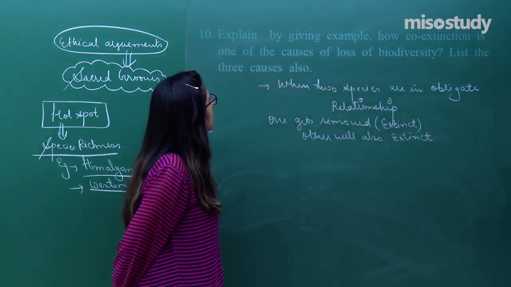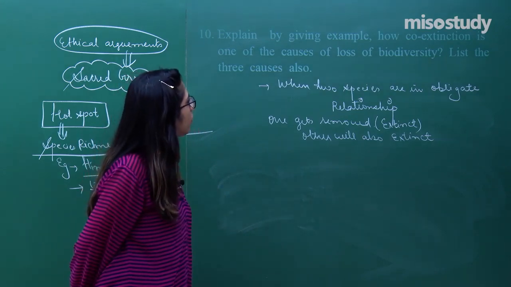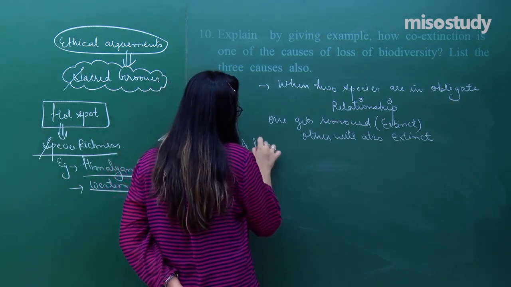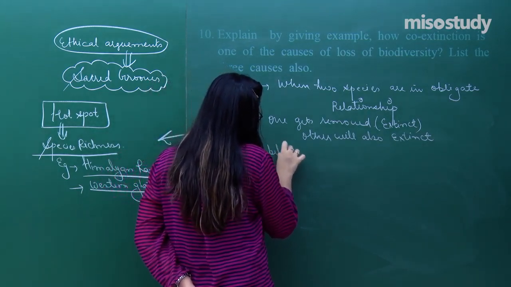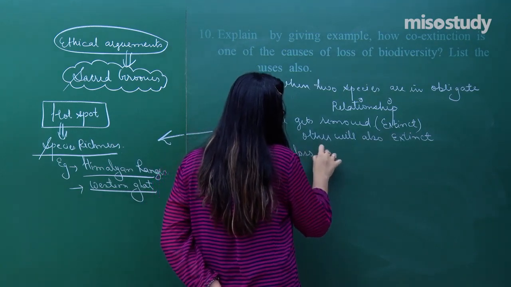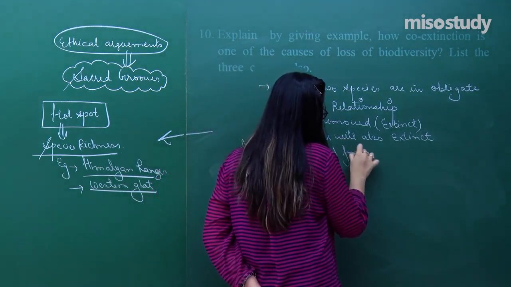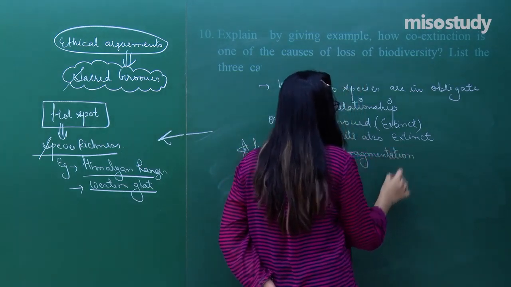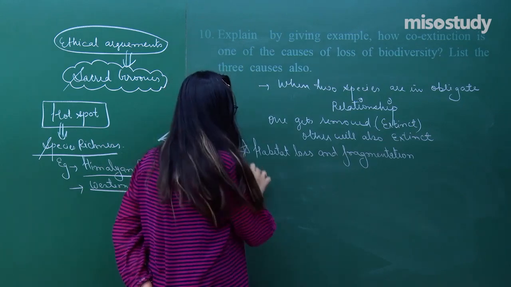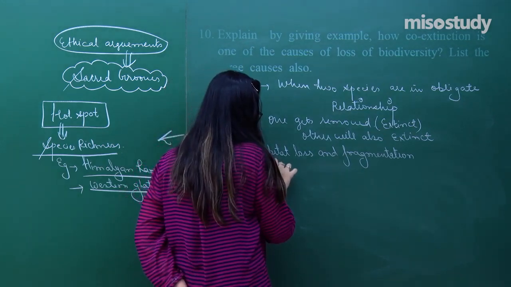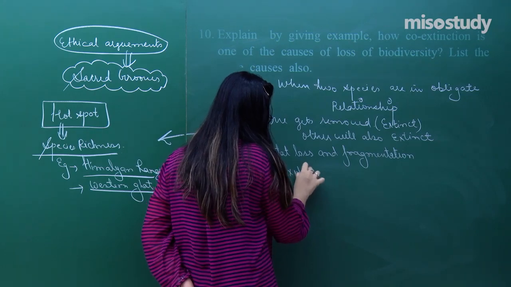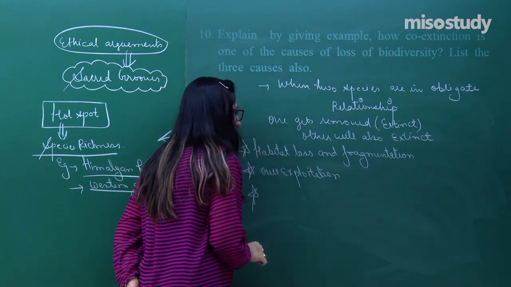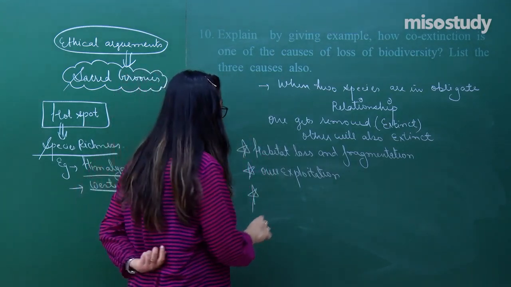Now list the other 3 causes also. The other 3 causes which you can write are habitat loss and fragmentation. Right. Second one is overexploitation. Third one which you can write is the introduction of alien species.